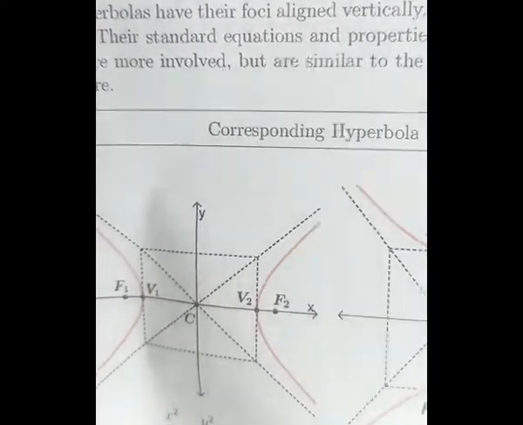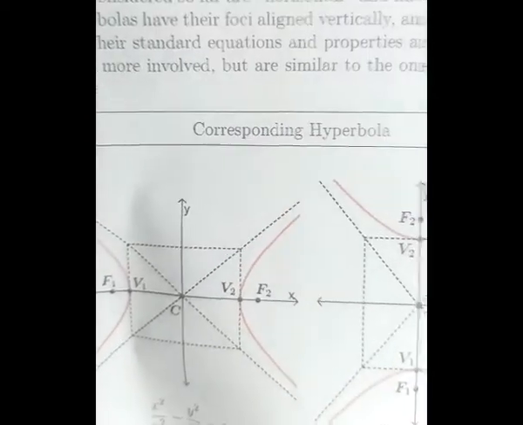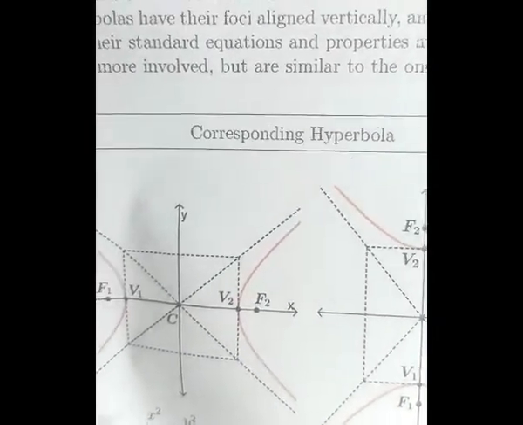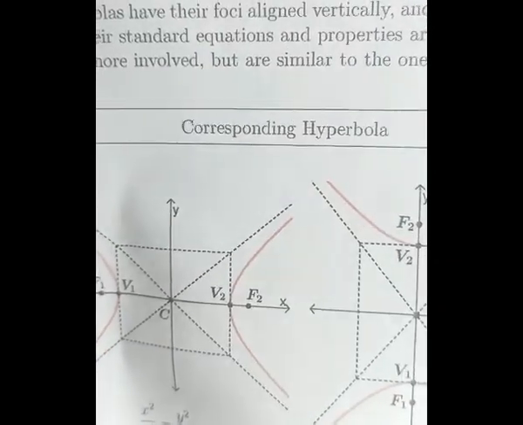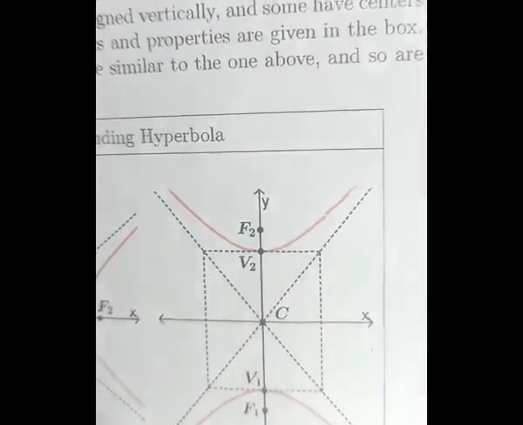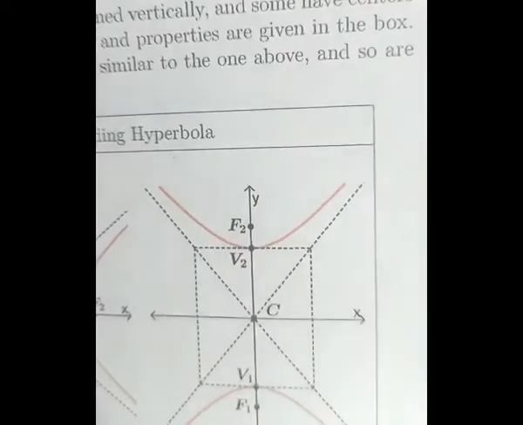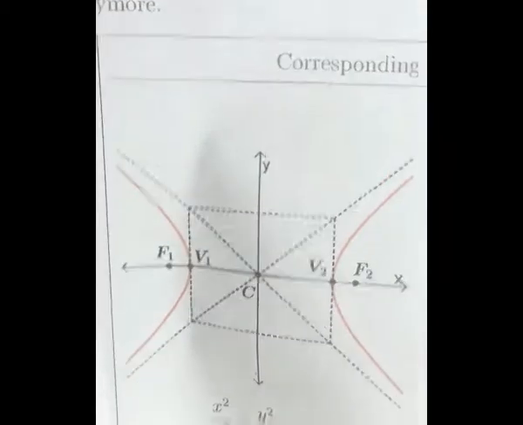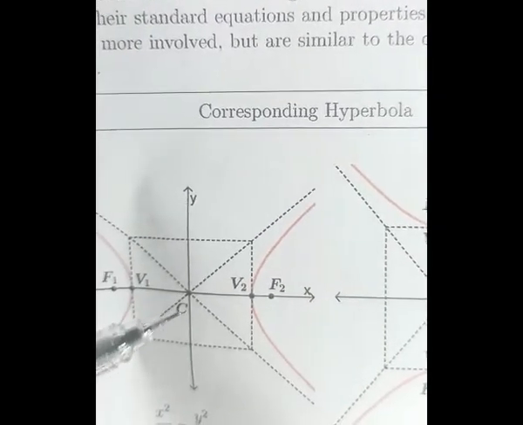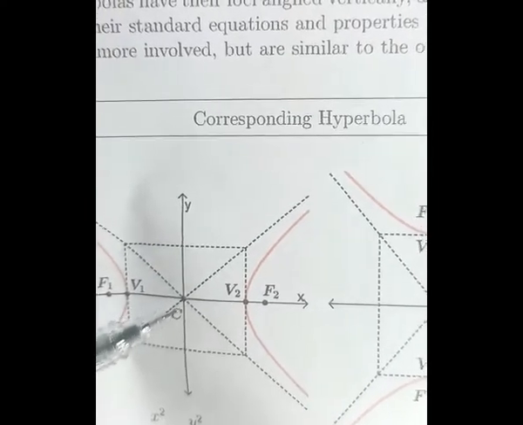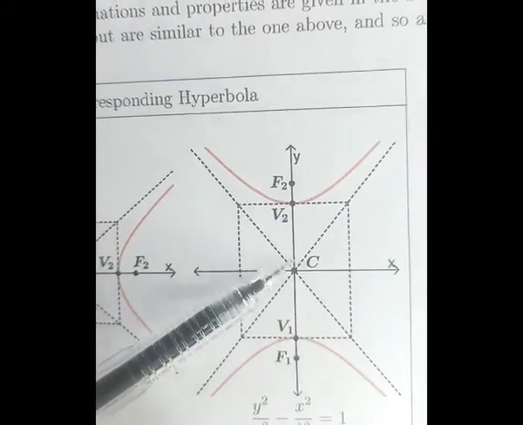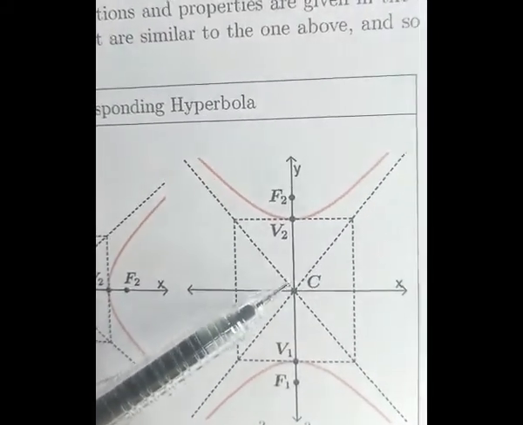And then, whatever the denominator of the positive term is, that is our a squared. In this case, x squared is positive, so its denominator is a squared. On the other side, if y squared is positive, its denominator is a squared. And if there is no h and k term, our center of the hyperbola is at the origin, or at 0, 0.